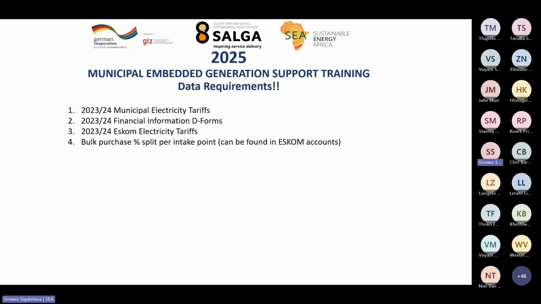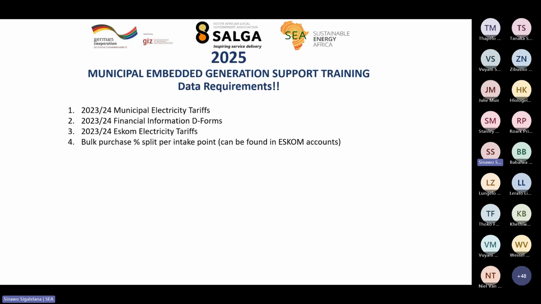I think one of my colleagues will have access to the different types of groups. So we are going to create rooms in Teams. We want to test that out today, make sure it works. And then in those groups, we just want to have a quick chat around the data that is required.